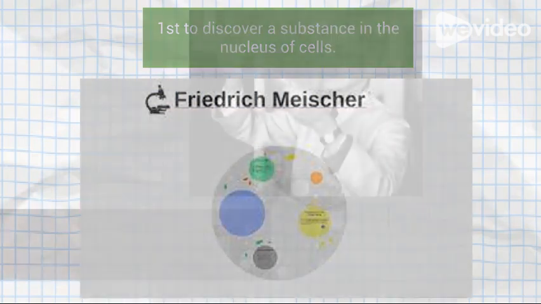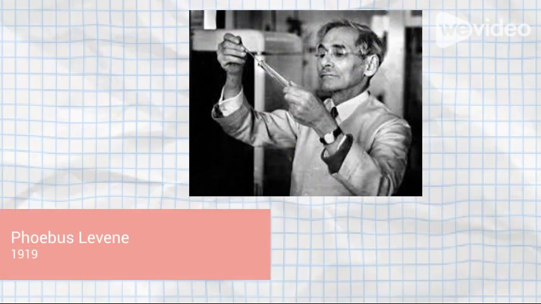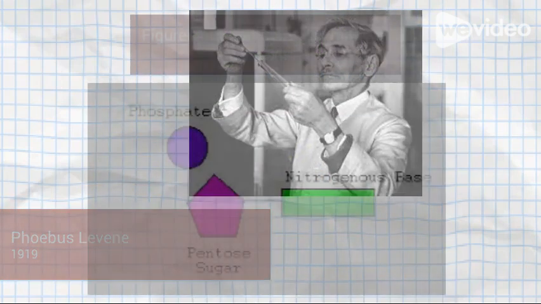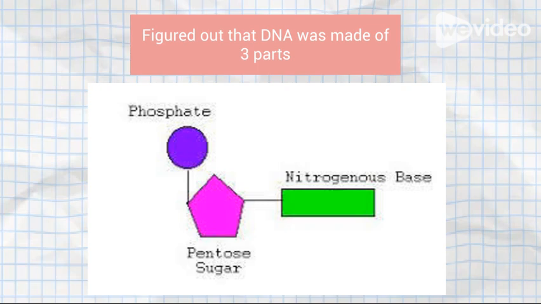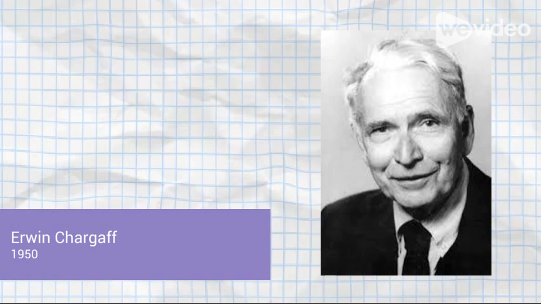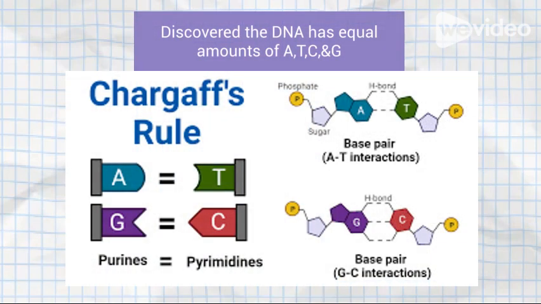2. Phoebus Levene, 1919. He figured out that DNA was made of three parts: phosphate, sugar, and a nitrogen base. 3. Erwin Chargaff, 1950. He discovered that DNA has the same amount of A as T and C as G. This is called Chargaff's rule.